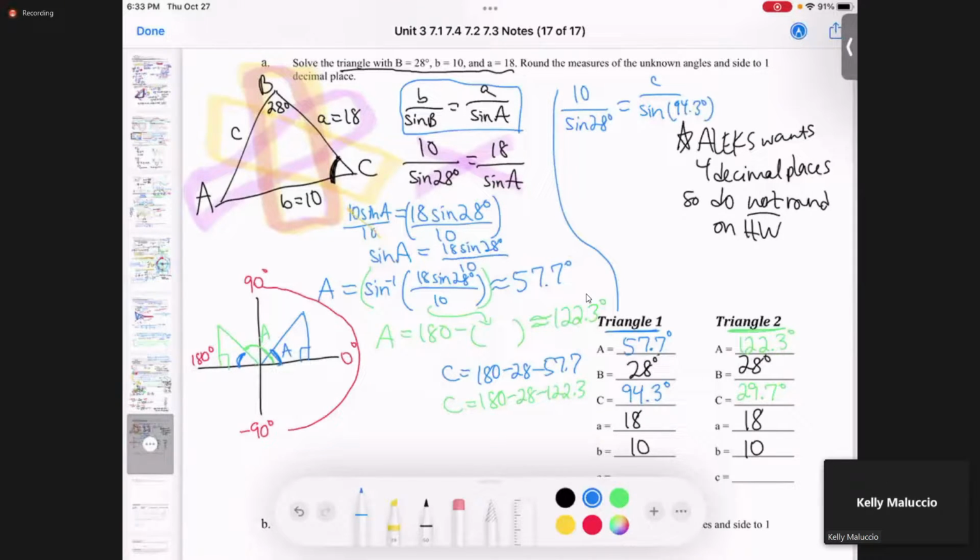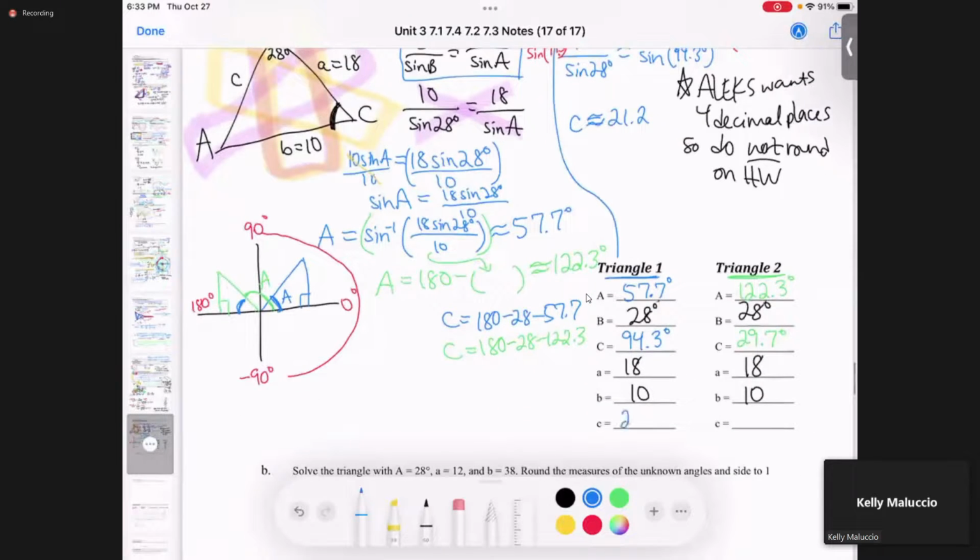Now, in Alex, use all 4 decimal places here. Otherwise, like Jakob said, everything's going to be wrong. So use all those decimal places. Really, I just multiply both sides by sine of 94.3, and my little c is going to be about 21.2.